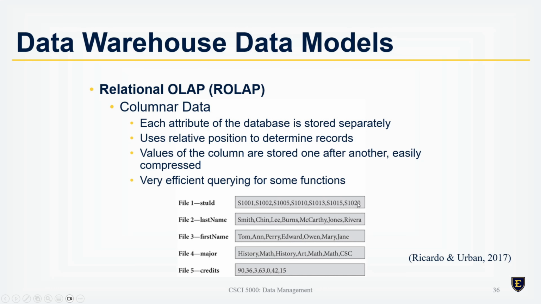So if we want to know the credits for student S1020, we can count 1, 2, 3, 4, 5, 6, 7. So that's the seventh record in the system. So we know that we can go to S1020, and we know that we can count 7 across to the last name Rivera, 7 across to the first name Jane, and 7 across to the CSC major, and then 7 across to 15 credits. So that person, instead of being organized in a row-based system, we have a column-based system.